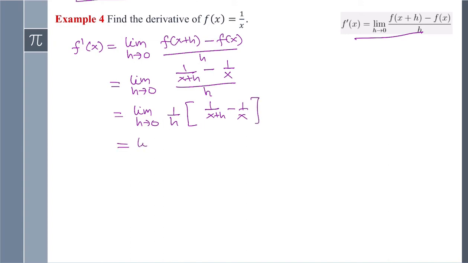Now this gives me limit as h approaches 0 of 1 over h, and then let's go ahead and simplify this fraction.